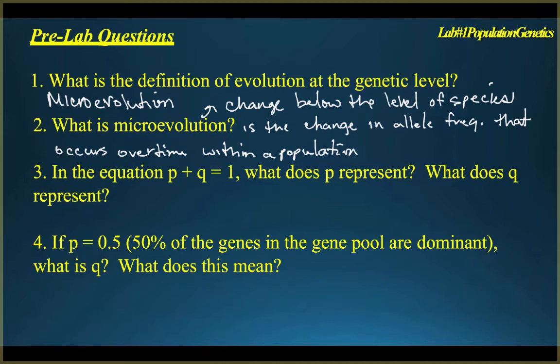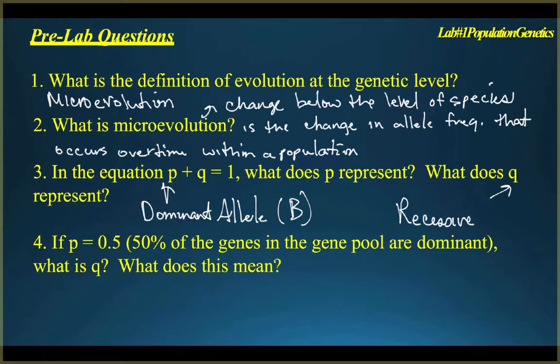Now, this kind of goes over what we just went over. In the equation P plus Q equals 1, what does P represent? P is the dominant allele, right? So you could do an example. This would be our big B, right? And what does Q mean? It's the recessive allele. So this would be the little b.